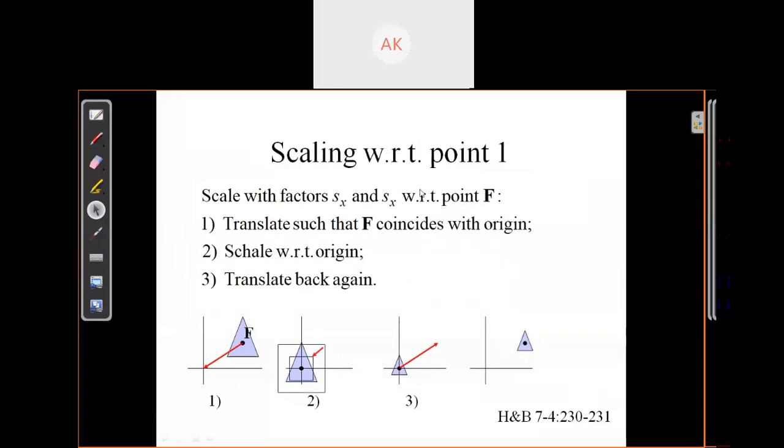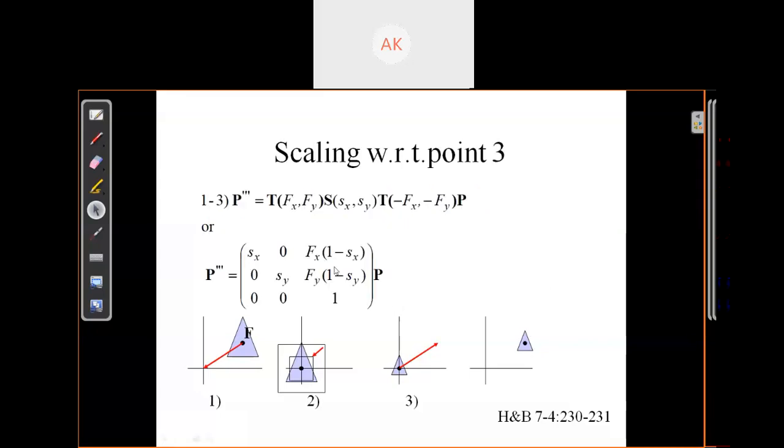In the same way, you can do the scaling with respect to a fixed point f. First translate the fixed point to the origin and apply the scaling. This is our scaled object. Then again reposition your object at the original position. You will get this object after scaling with respect to fixed point f.